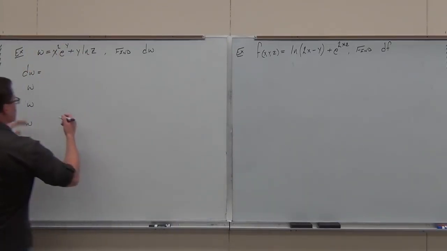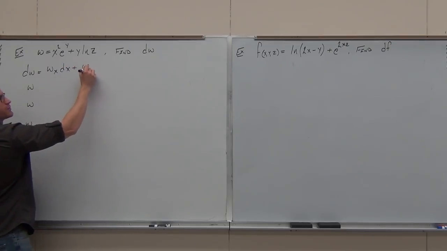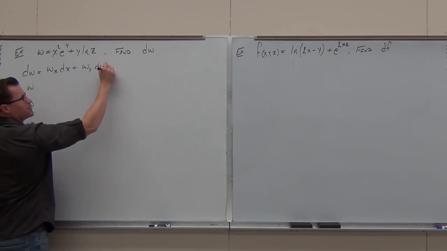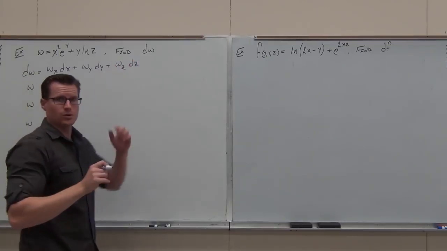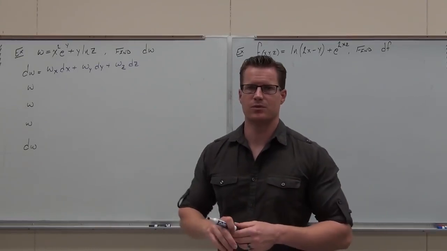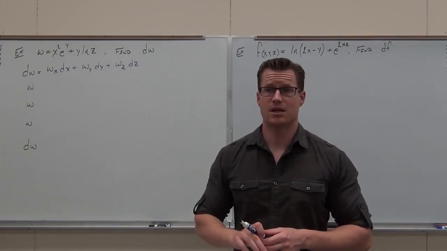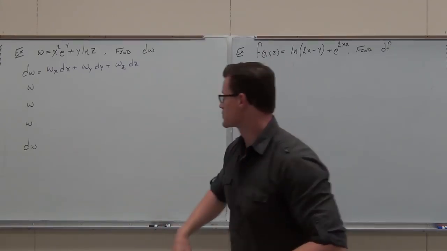So in our case here, the differential of w is the partial derivative with respect to x dx, partial derivative with respect to y dy, partial derivative with respect to z dz. That's what we're looking to get. So we got to take these 3 partials and then just jam them together with addition. And now if you see where that's coming from, that's why we learn this stuff. It can be extrapolated for more variables.